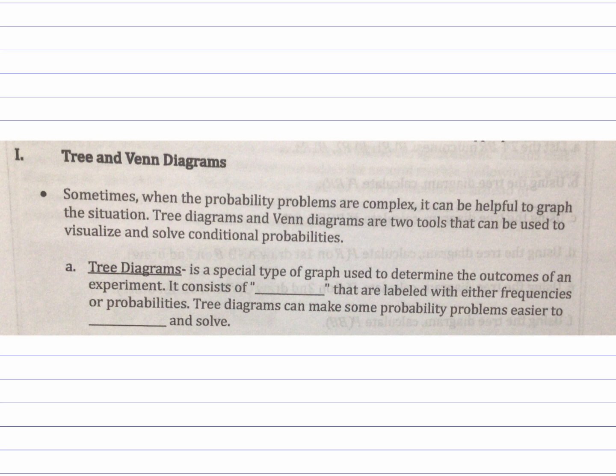So tree and Venn diagrams. Sometimes when the probability problems are complex, it can be helpful to graph the situation. Tree diagrams and Venn diagrams are 2 tools that can be used to visualize and solve conditional problems. Tree diagrams are a special type of graph used to determine the outcomes of an experiment. It consists of branches that are labeled with either frequencies or probabilities. Tree diagrams can make some probability problems easier to visualize and solve.